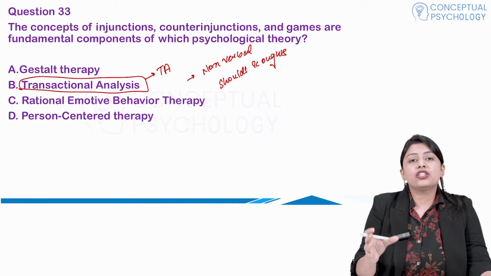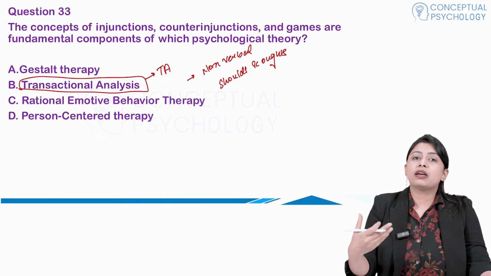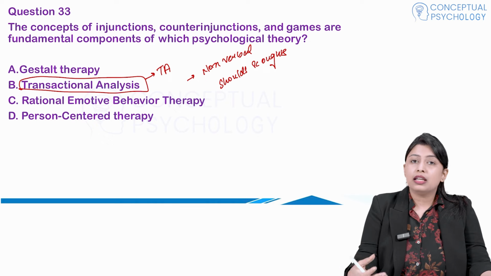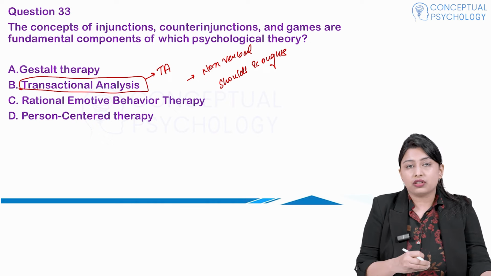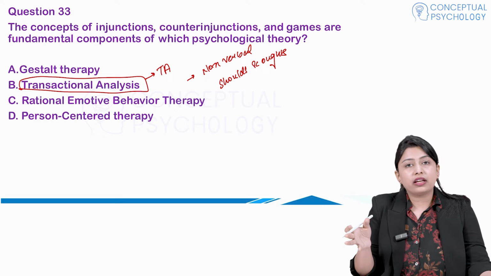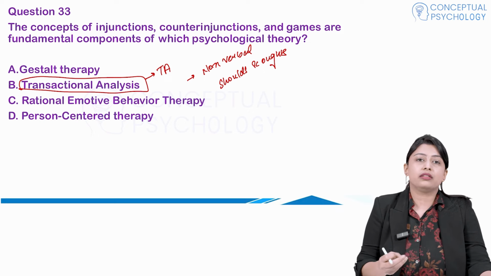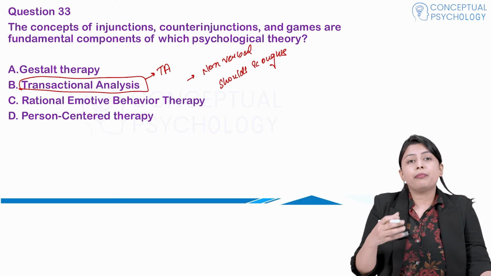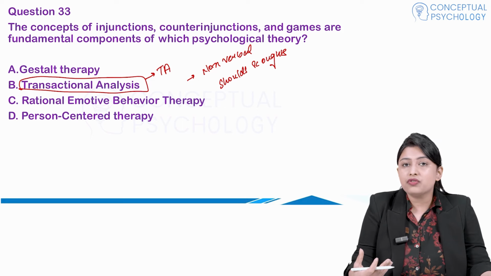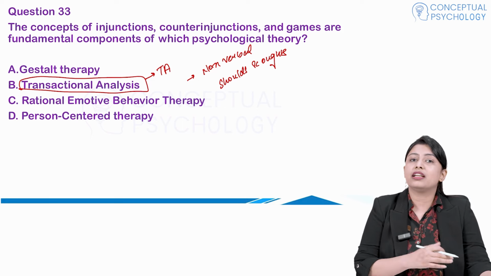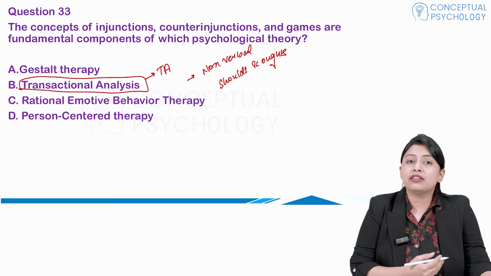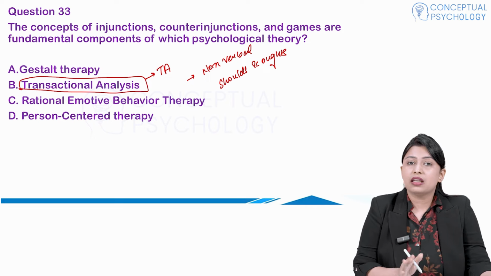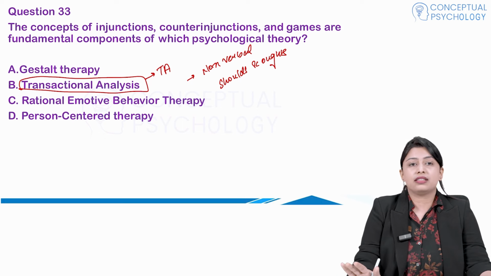So these are the conditional messages about how one must behave to gain approval. They often conflict with injunctions such as be perfect, try hard, please others. So these are counter injunctions. Now, games are repetitive, predictable patterns of social interaction with hidden agendas that end with negative feelings for all participants, serving to reinforce life positions and collect the psychological stamps.